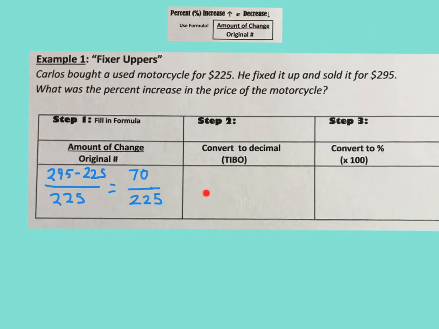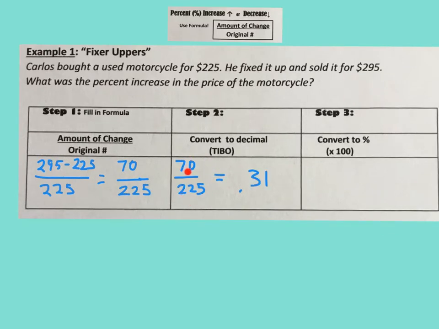All right, so now my second step is to convert this to a decimal. And I'm going to use top and bottom out. So on my calculator, I'm going to do 70 divided by 225, and I want you to do that also. All right, so 70 divided by 225 equals the decimal 31 hundredths, so 0.31. So that is my decimal. I got it in fraction form, I filled in my formula, amount of the change, $70 over $225, the price I started with, and then I'm converting my fraction to a decimal.